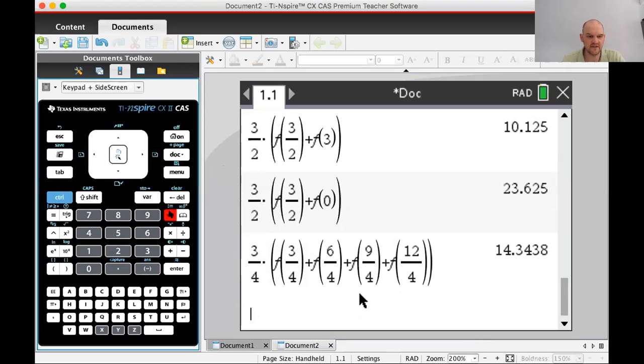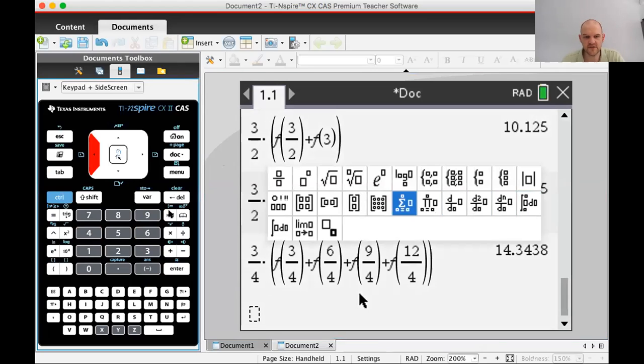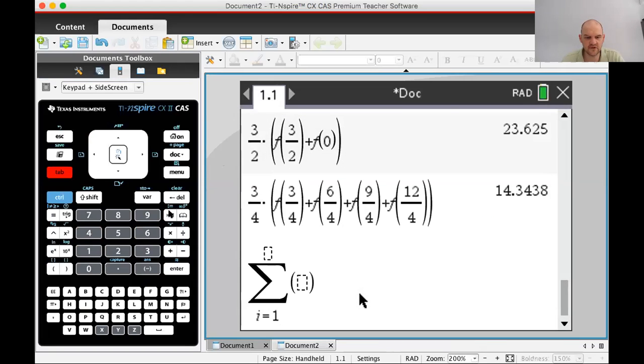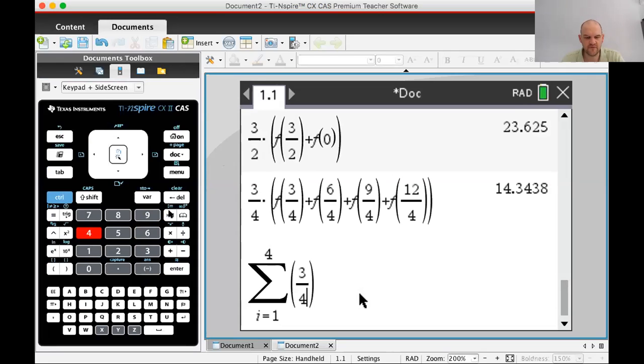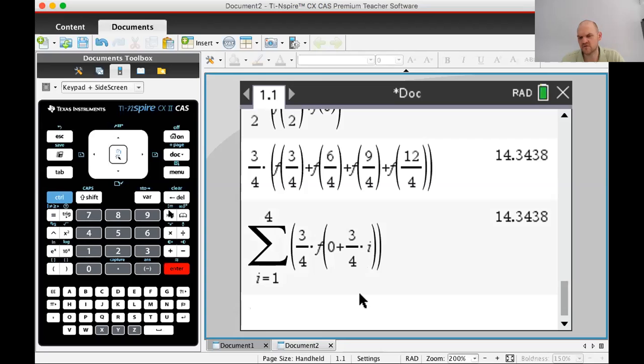We could have done the sum from i equals 1 to 4. 3/4 is the base of every one of them. And then the height is going to be f of 0 plus the base 3/4 times i. And this gives 14.344.